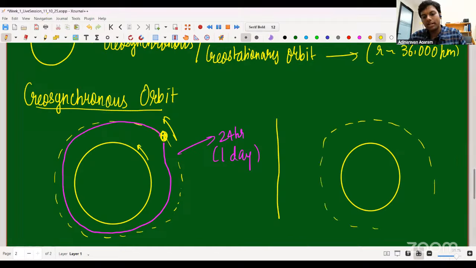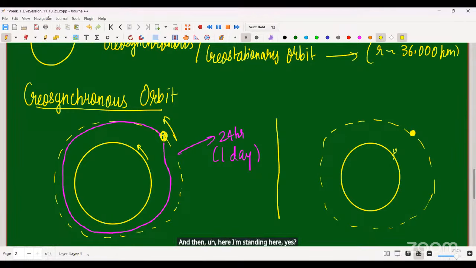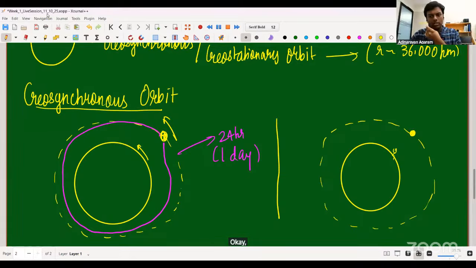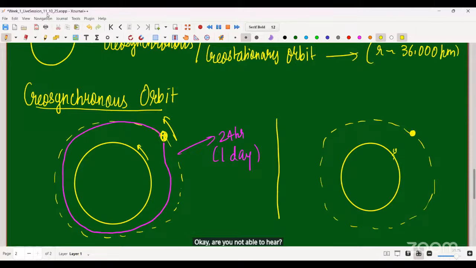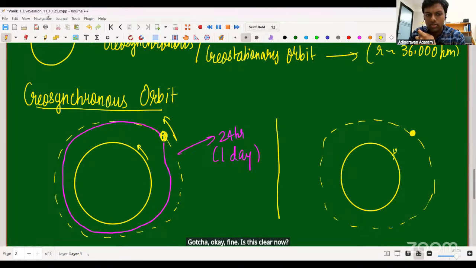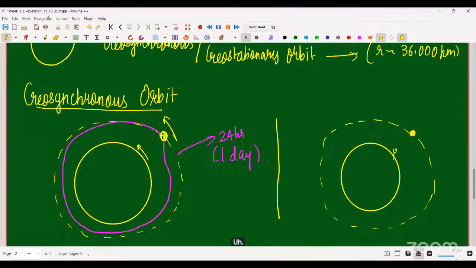This is the same setup. You have the orbit, the satellite is here. And here I'm standing here. Sir, can you be a little louder? Are you not able to hear? Yes, sir, a little louder please. Sure. Okay, fine. Is this clear now? Okay, sir. Yes, I'll be louder.